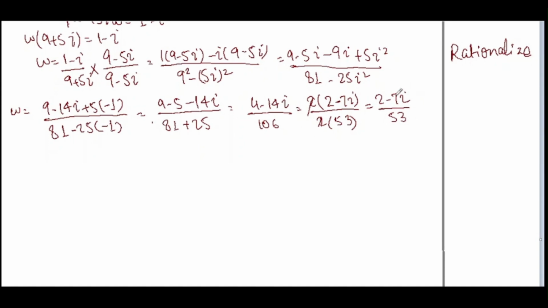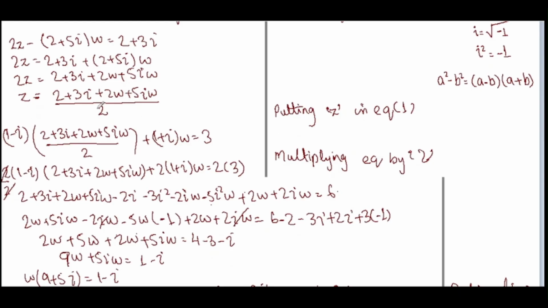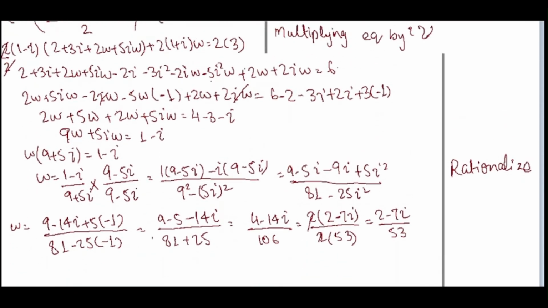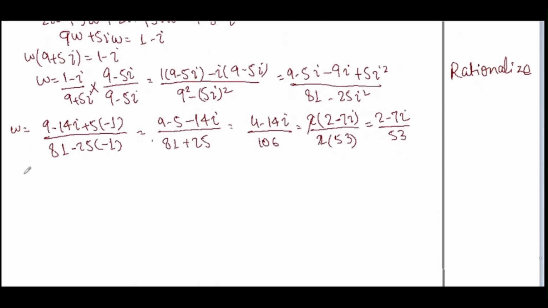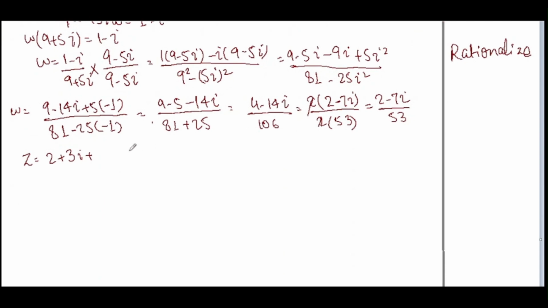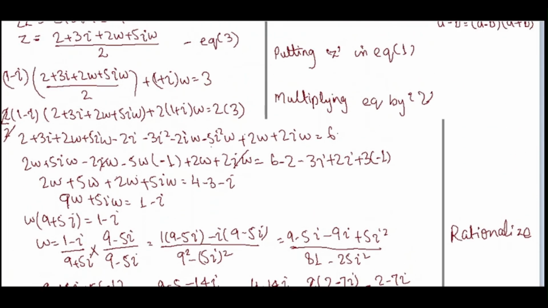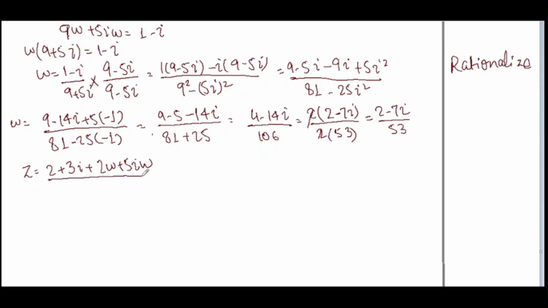Now we have to find z. We can find z using this equation, let us name it equation 3, and we are going to use this equation to find the value of z. So z equals 2 plus 3 iota plus 2w plus 5 iota w, whole divided by 2.